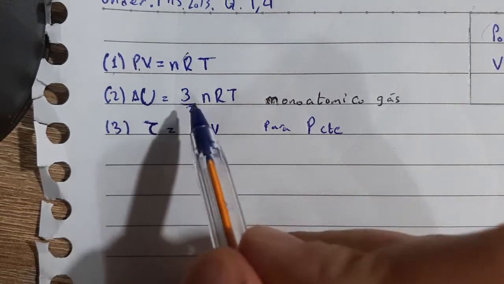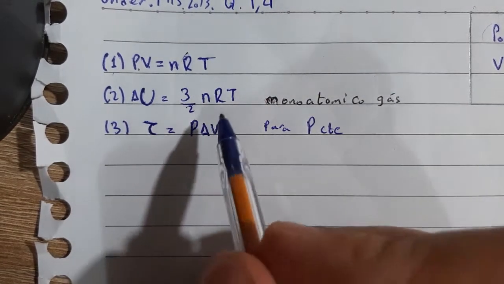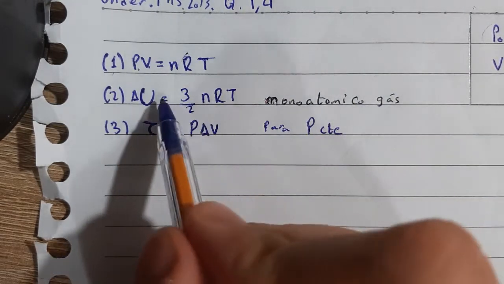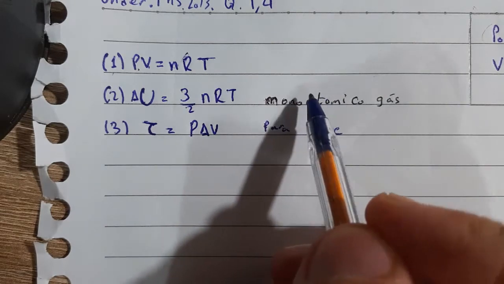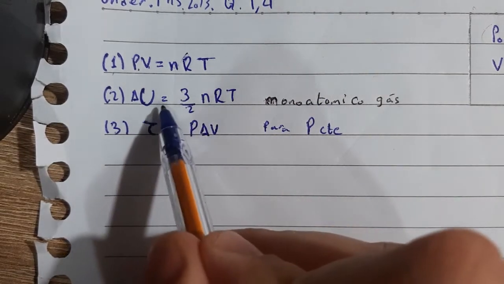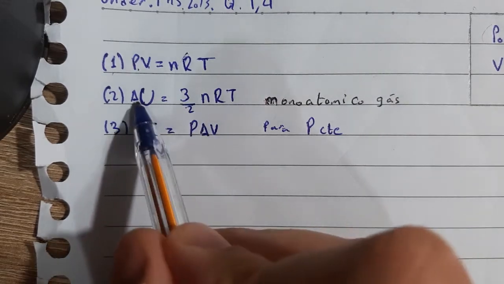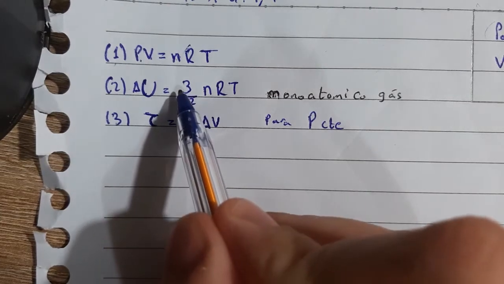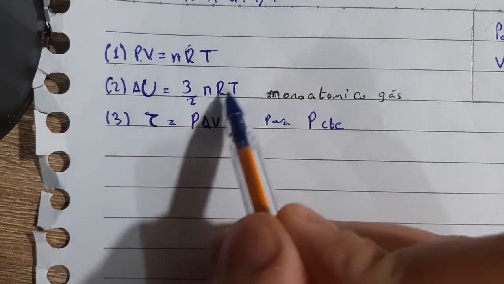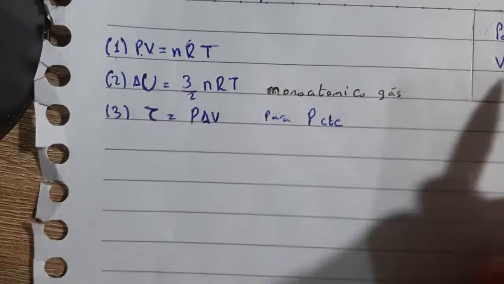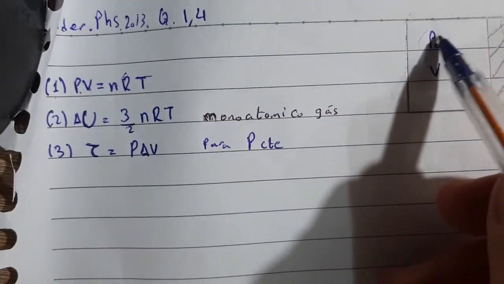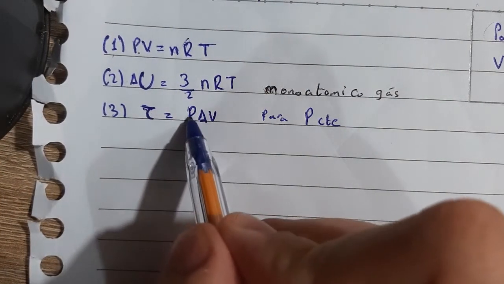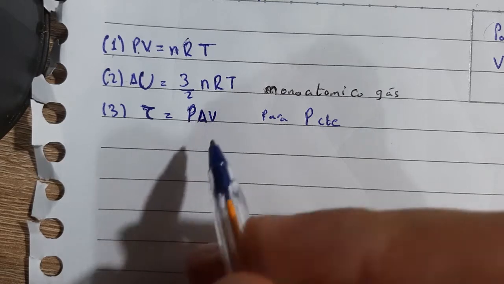The second one is, he said in the question that it is a monoatomic gas. So for this type of gas you will have the formula for the internal energy, and I will tell you why you will need internal energy. The formula is 3 divided by 2 nRT. And as the pressure is constant, we can use that the work done by the system is the pressure times the variation of the volume.